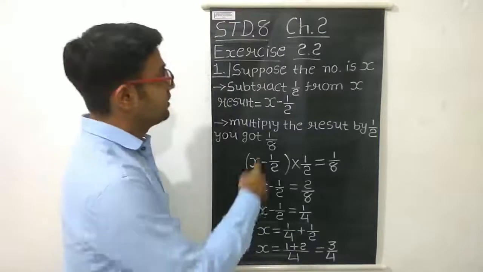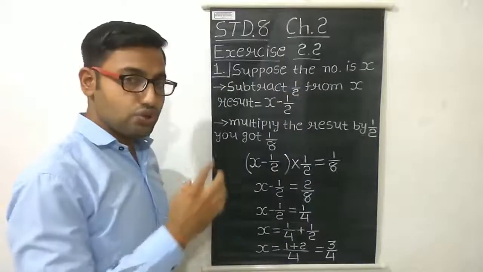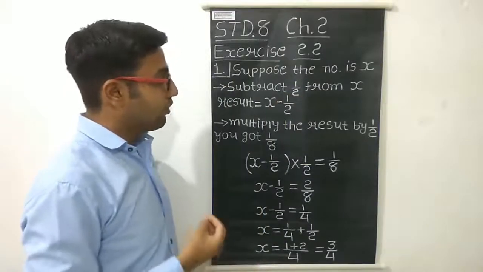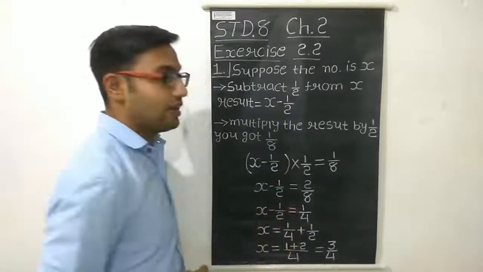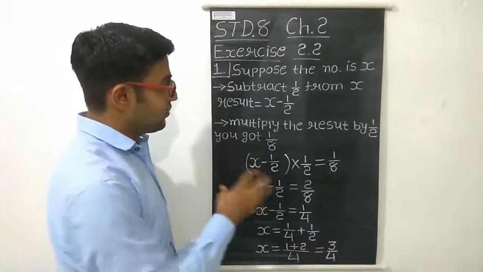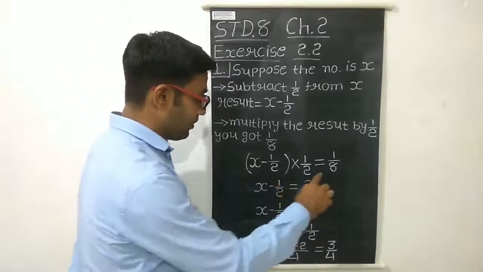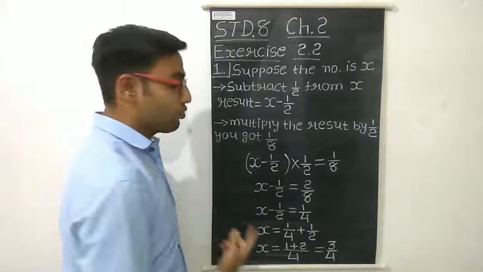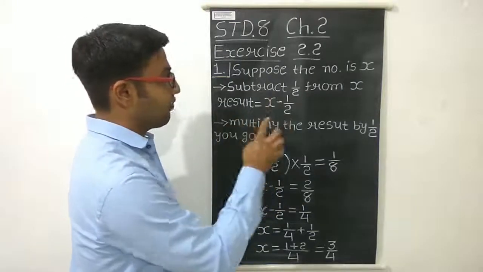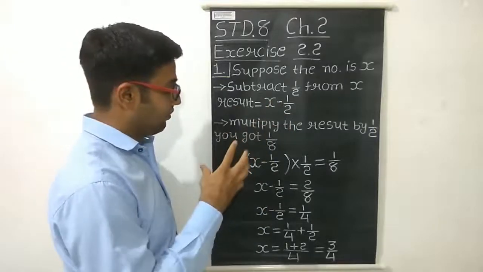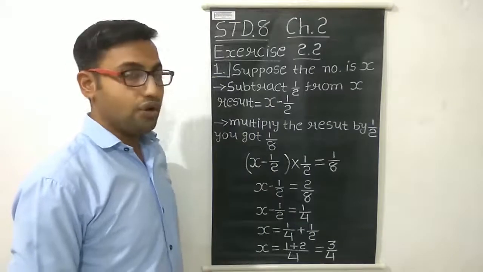Now what is this x? We have supposed that the number is x. So in the question, the number that we have to find out is x, and its value is 3 upon 4. So in this way, first of all, we have to form the equation. Then after that we have to solve that equation. So you have to understand the question that is given, and from that we have to form this linear equation in one variable. Okay?